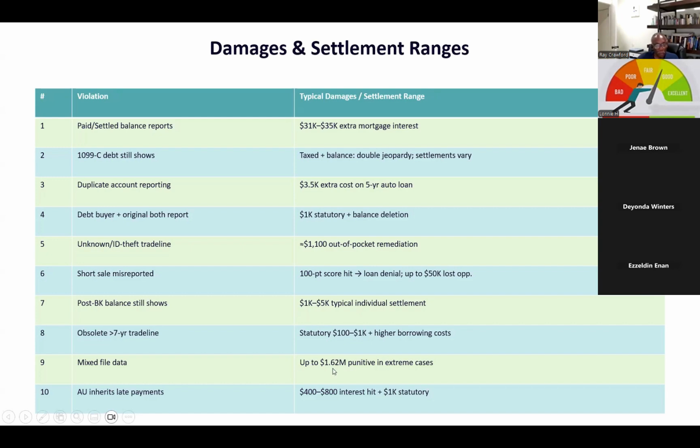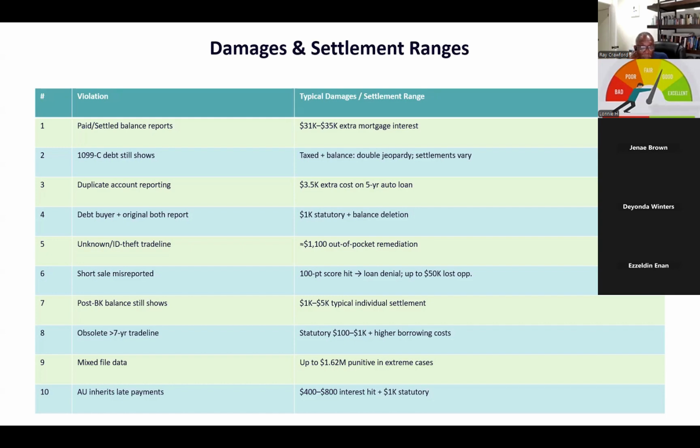The 1.62, this is when there was actual willfulness on the part of the credit bureau, that they showed that they did not fix this, and they should have fixed it. They didn't, and there were a lot of different things where these went to court. So I'll just tell you this, that's when they go to court and they litigate it and then they get jury awards. That's not going to happen for most of these violations.